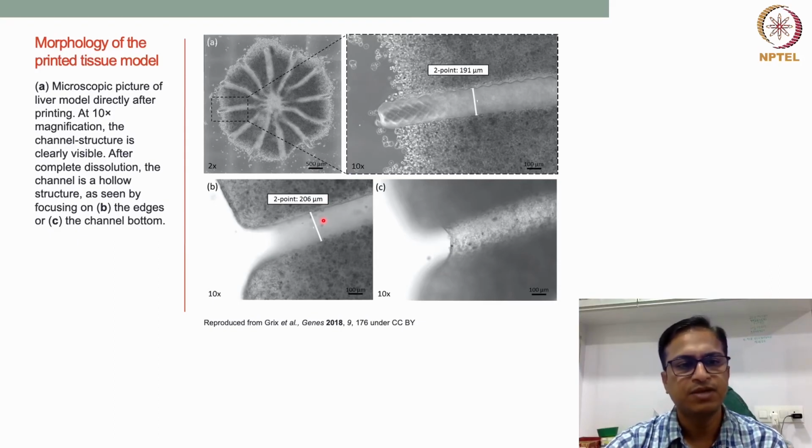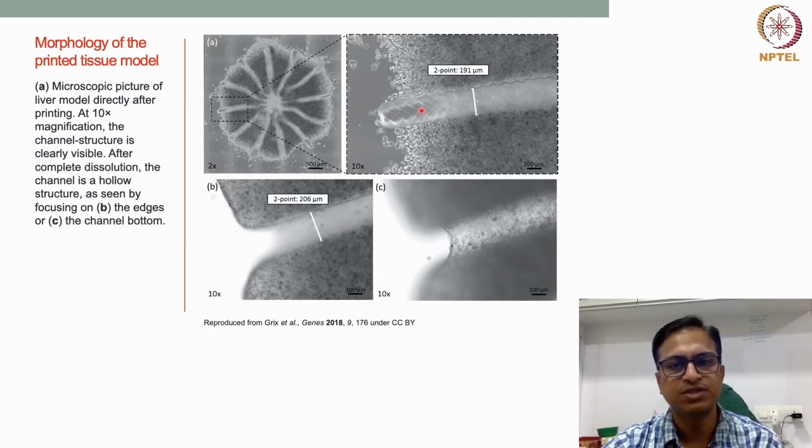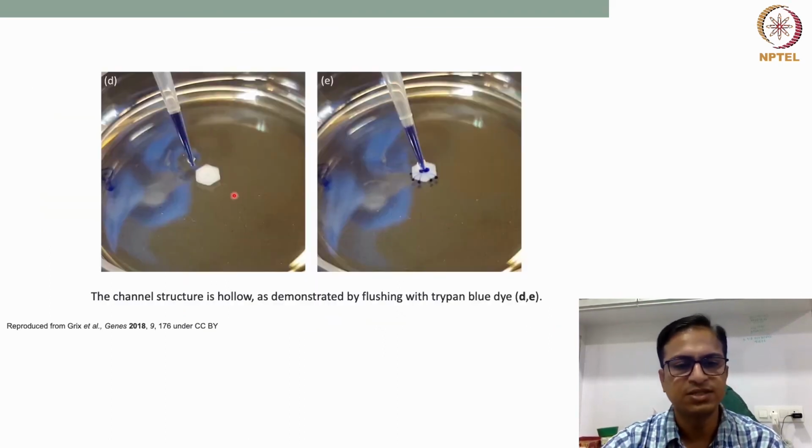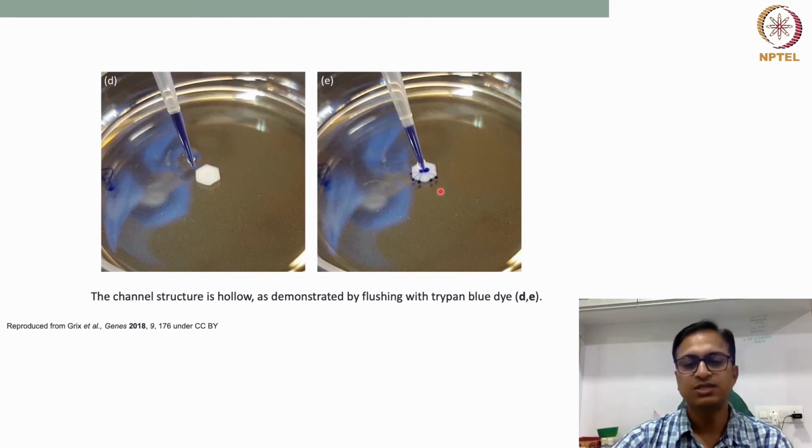After complete visualization, the channel is hollow. They have visualized the material, and the channel is hollow here, and the channel bottom is very clear. See, the channel is also open. That is, the channel structure is hollow, shown by infusing trypan blue and flushing it through from the central part. They have shown that the visible channels are open. So this structure they have shown.